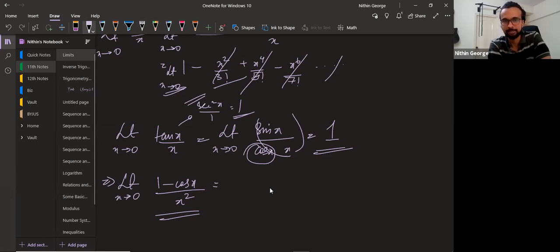1 minus cos x becomes sin x, x square becomes 2x. And then you get 1 by 2 into sin x by x, limit x tends to 0. 1 by 2, you take it outside, you know limit x tends to 0, sin x by x is 1. You get 1 by 2 as the answer. That is fine. But here, how do you solve it without that?